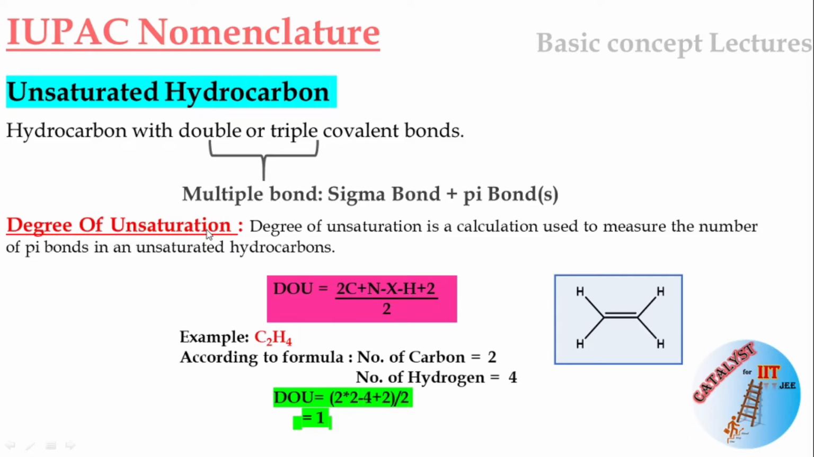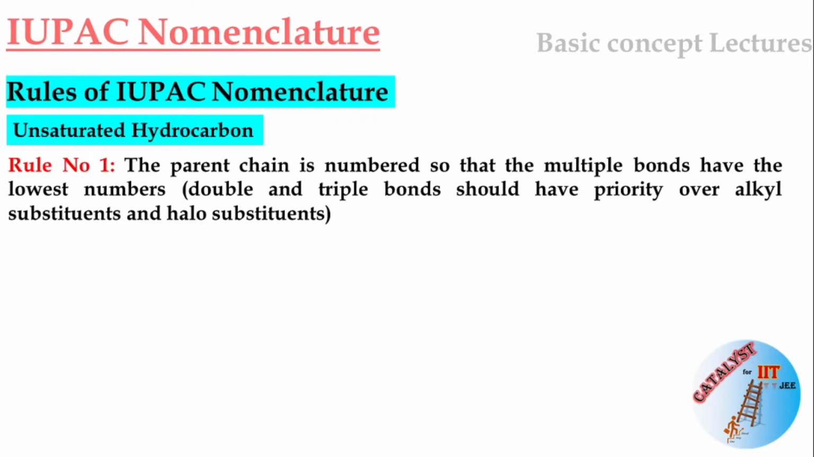So with this degree of unsaturation, you can calculate how many pi bonds are present in your molecular formula, and you can also draw the corresponding structures. It is also possible that for a certain molecular formula there is more than one structure.